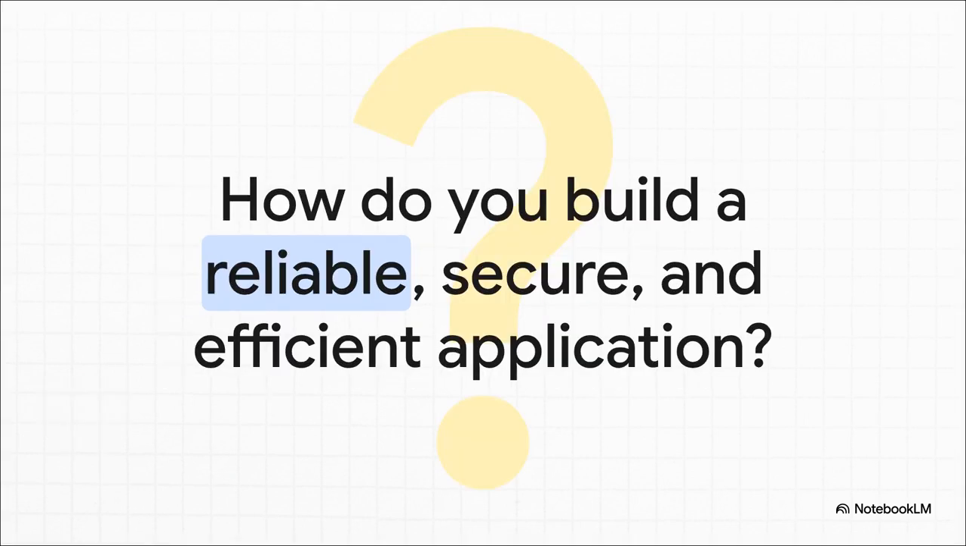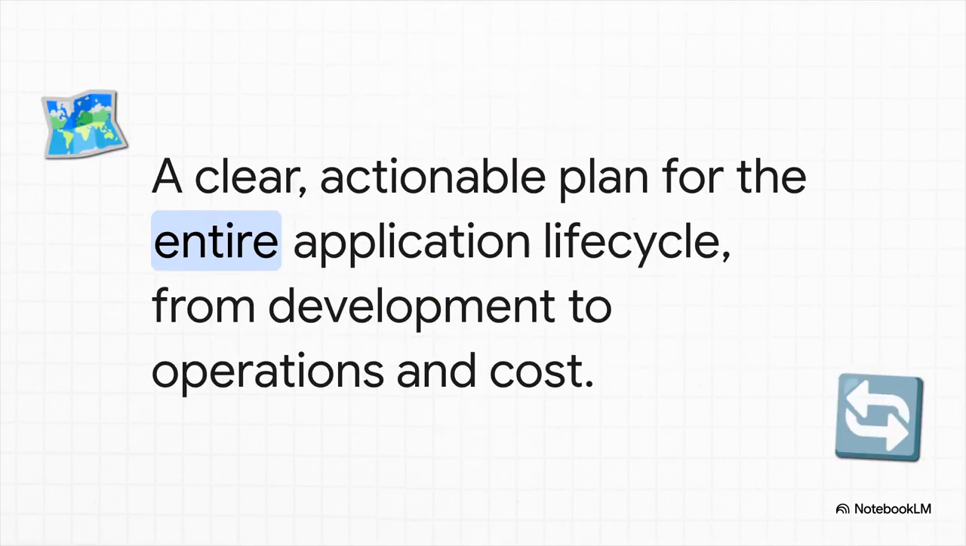So how do you actually pull that off? Building something that's reliable, secure, and efficient, especially on a beast of a platform like Kubernetes? Well, it definitely doesn't happen by accident. You need a solid, intentional plan. And that's exactly what this is. This is the blueprint. We're going to walk through the entire life cycle of an application, turning all that complexity into a super clear, actionable plan. All right, let's get into it.